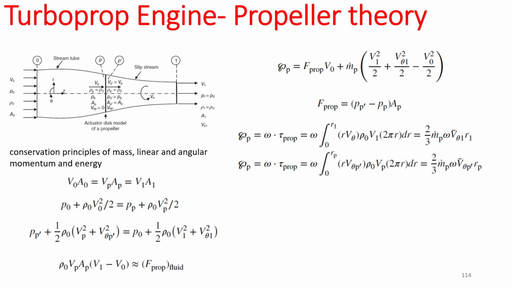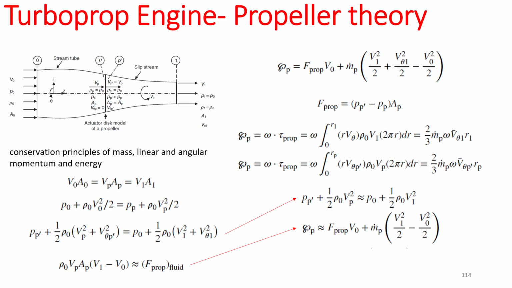I don't want to go into this. What we can do is simplify the momentum equation we have for the station between station P prime and 1, and essentially remove all the swirling velocities, assuming that the swirling velocities are small compared to your flight velocity. We are essentially simplifying the equation at the top with the information we get from here. We can find the shaft power, or we can remove the swirl velocity from the shaft power calculation, which we have at the top here.